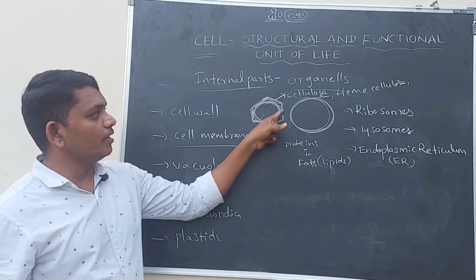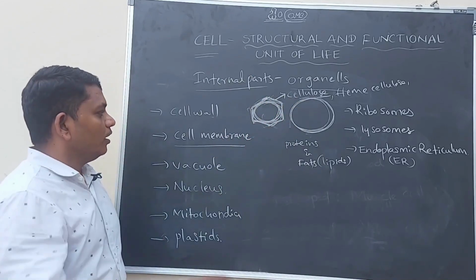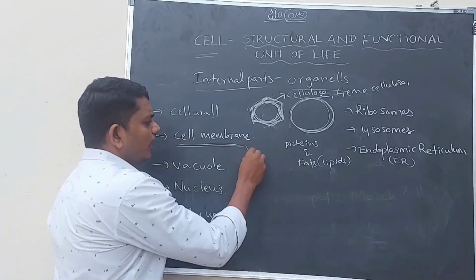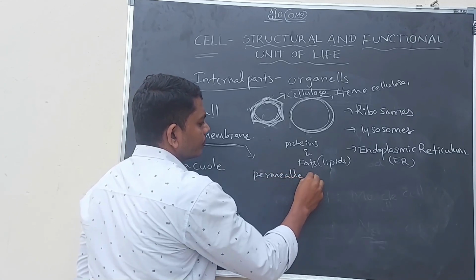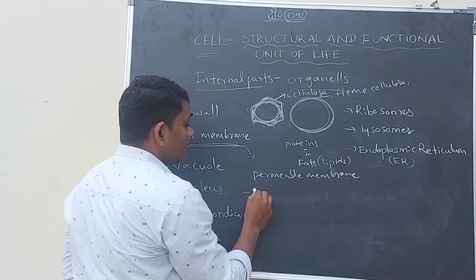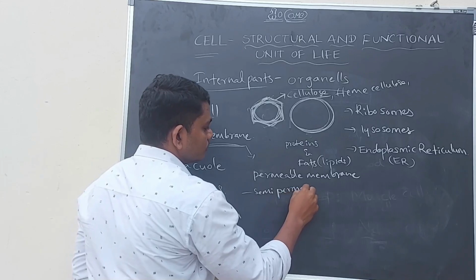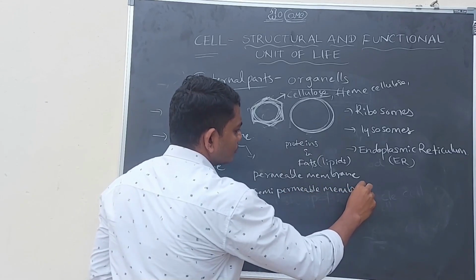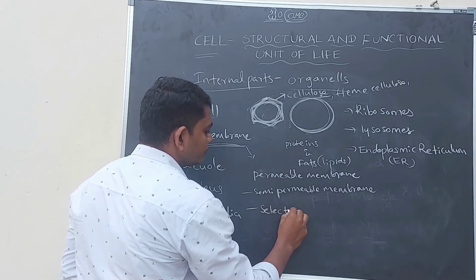Here the cell wall is made up of cellulose and hemicellulose. Clear? Right. Here the cell membrane also has different names like permeable membrane, and semi-permeable membrane. Selectively permeable membrane.